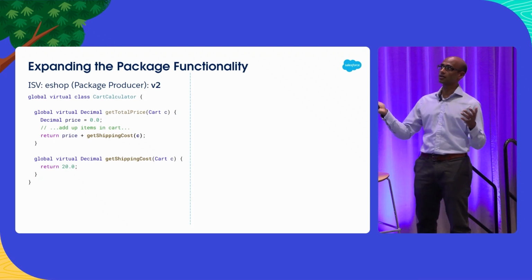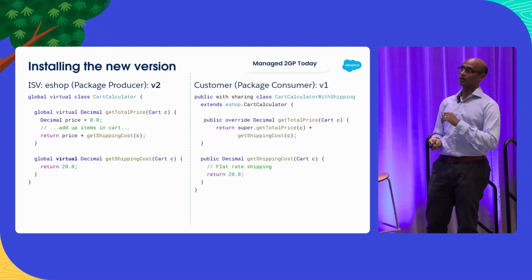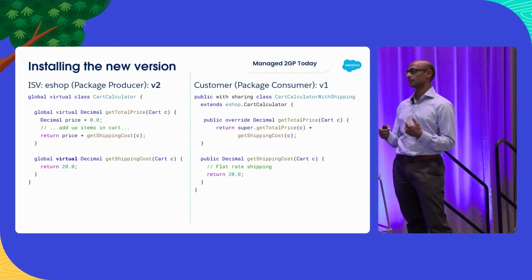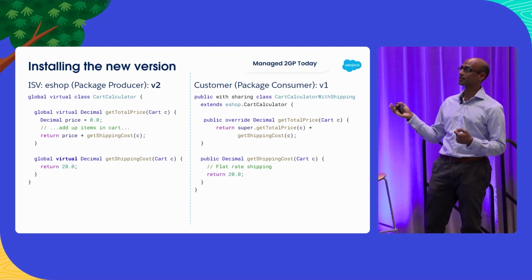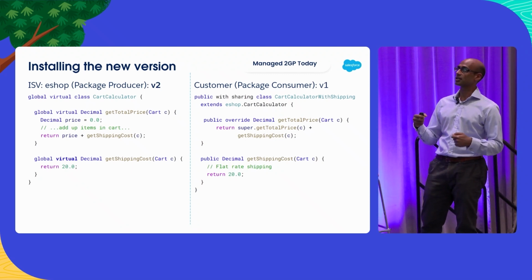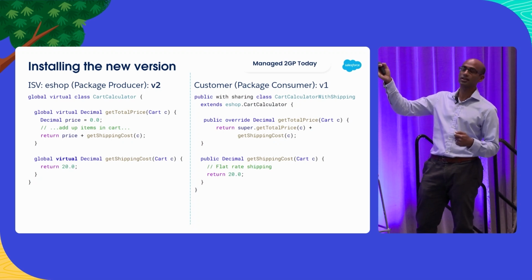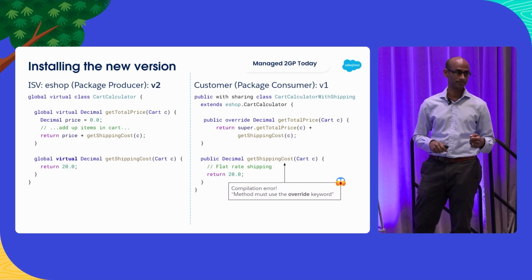So let's see what the code looks like in my org as the ISV's customer. On the left, there's the ISV's code, the cart calculator with the getTotalPrice and the getShippingCost method, and on the right, there's my code, the cart calculator with shipping. And so someone goes to checkout, we try and calculate the total price, and the Apex compiler compiles cart calculator with shipping. Oops, there's a compilation error.